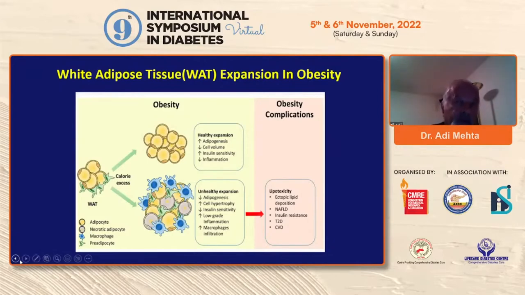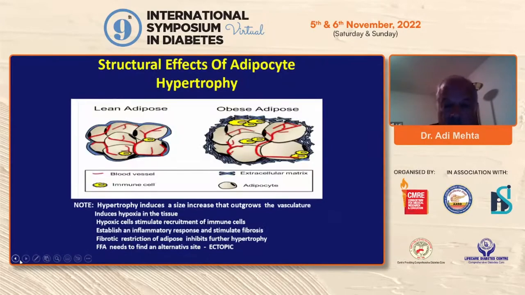Now, the only option the adipocyte has is to become hypertrophic. Once it becomes hypertrophic, you've got three issues. The hypertrophy makes the area insufficient in terms of vascular supply, because while pre-adipocytes are associated with new vessel formation, hypertrophy is not associated with increased vascular supply. So now you've got a store of fat that is already swollen and is not getting enough blood. This is going to cause hypoxia within the adipocyte. This stimulates recruitment of immune cells, establishes an inflammatory response and a fibrotic response. And this fibrosis further restricts the adipose tissue, causing a further vicious cycle to entail.